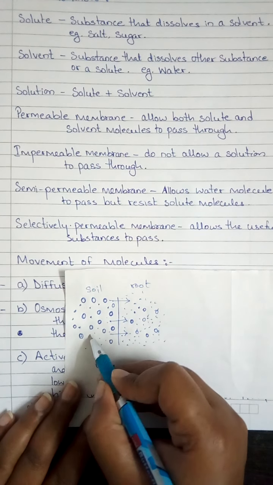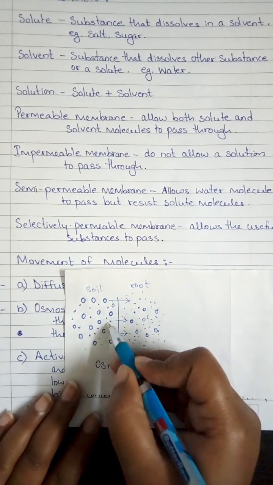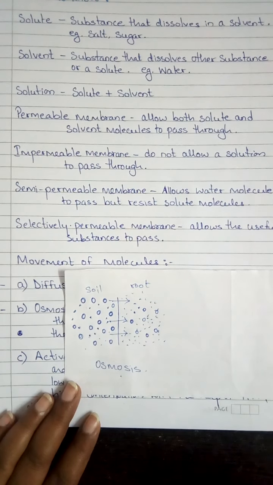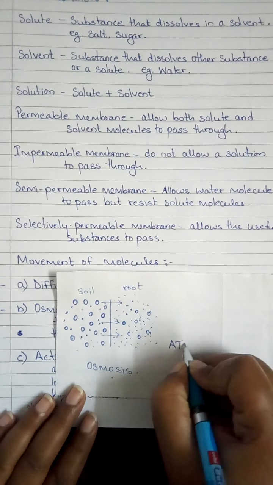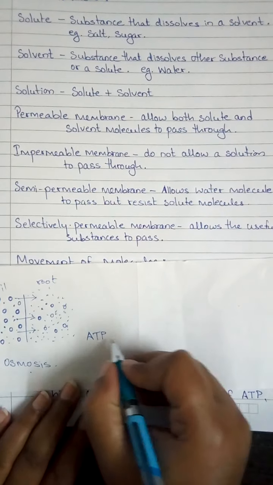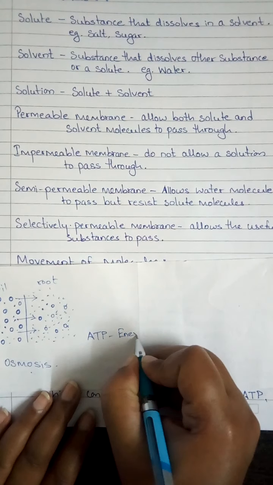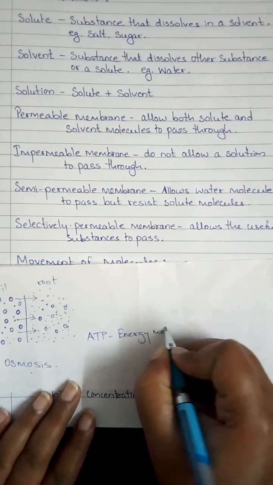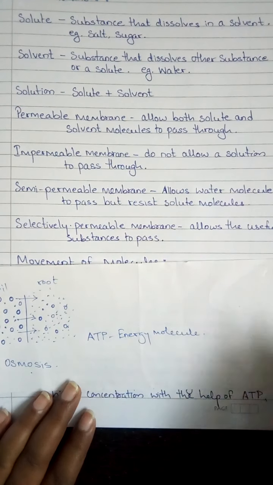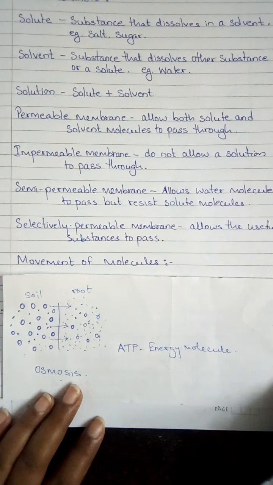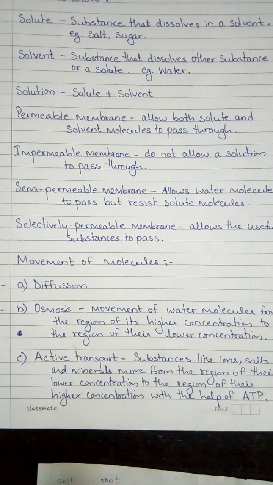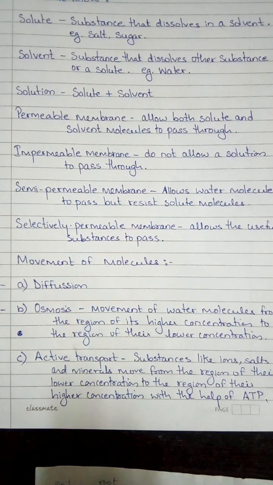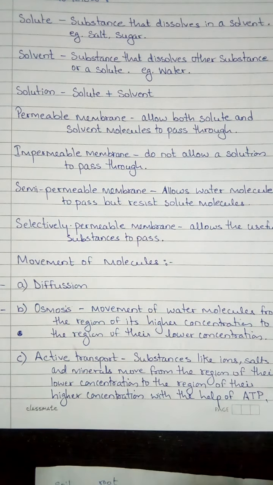But because their concentration is lower at the outside of the root, they have to use an energy molecule. Okay, so they use ATP. ATP is an energy molecule. Its full form is adenosine triphosphate. And with the help of this ATP, the molecules or the minerals will move inside the root. So that is called as active transport.